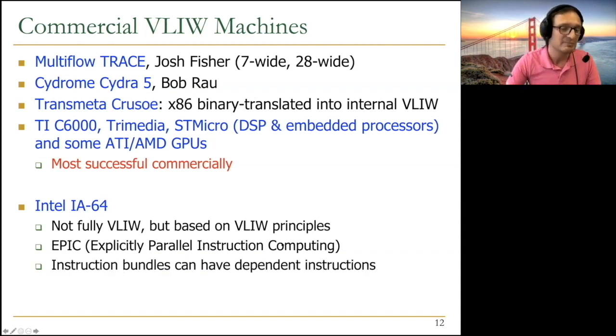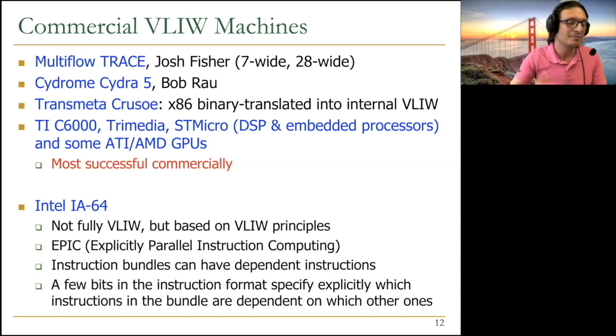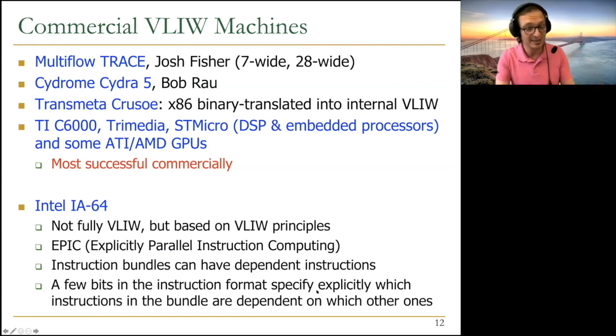There are multiple differences from VLIW, but what they introduced was that instruction bundles can have dependent instructions now. From a pure VLIW perspective, that's a big no-no. I cannot have dependent instructions in my bundle, because if you put dependent instructions in your bundle, now hardware needs to check. To make the hardware's job easier, they changed the instruction format such that a few bits specify explicitly which instructions in the bundle are dependent on which other ones. This is actually a cool thing: they encode the dependencies between instructions explicitly so that the hardware's job is a little bit easier.